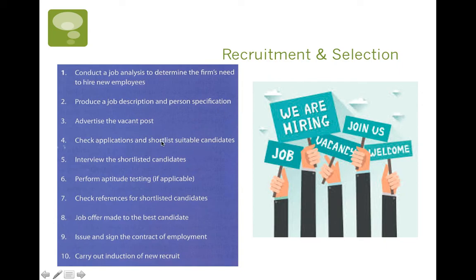And this helps to shortlist suitable candidates. You're identifying whether the candidates actually meet the requirements that you identified in your job analysis. So this is the process of shortlisting. Once you get to a reasonable list of shortlisted candidates, you're going to conduct some interviews.